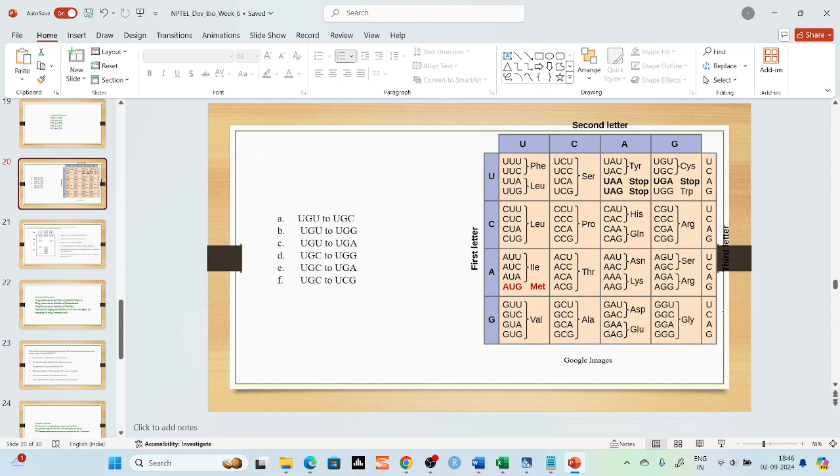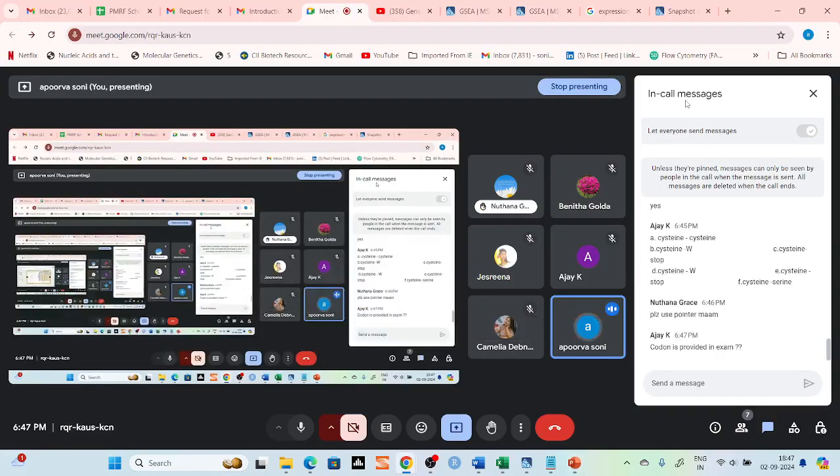You should know how to read this codon table. Now you see UGU. Where can you find UGU? This is your UGU. So we get to know that UGU codes for cysteine. And UGC also codes for cysteine. So which kind of mutation is this? Tell me, from UGU to UGC, which kind of mutation is this?